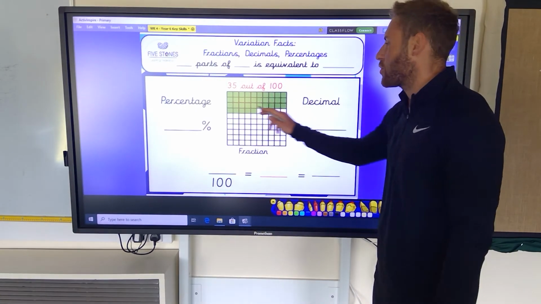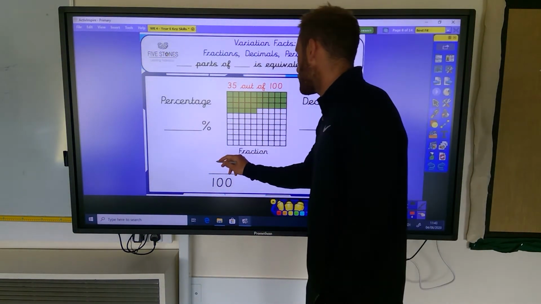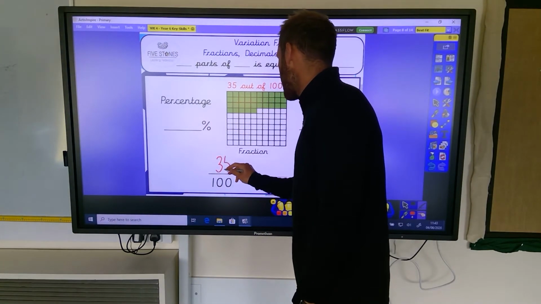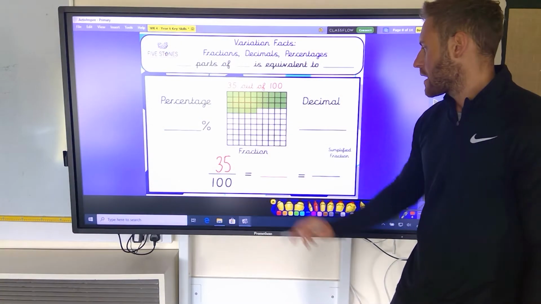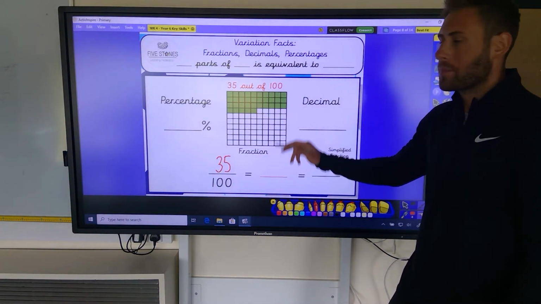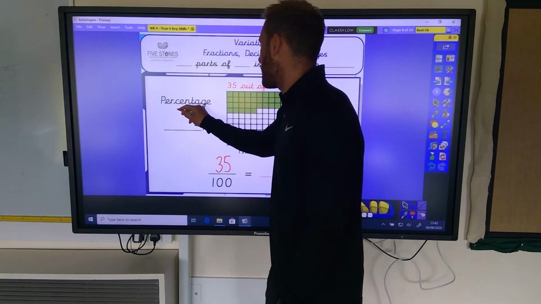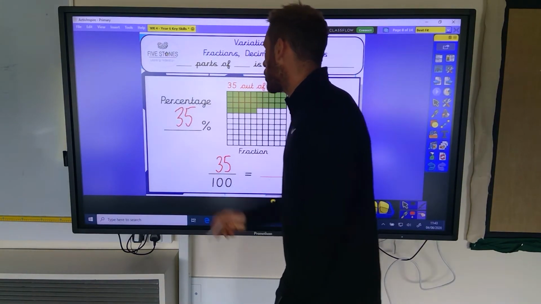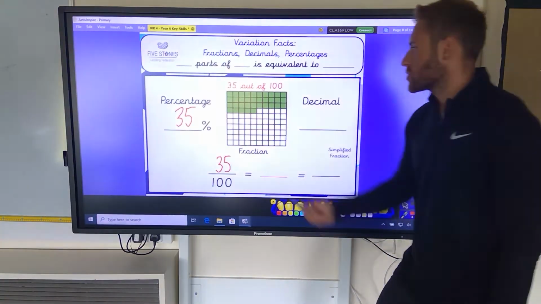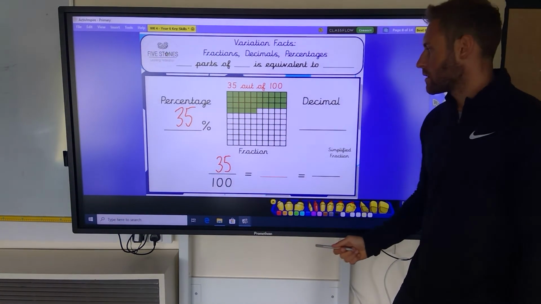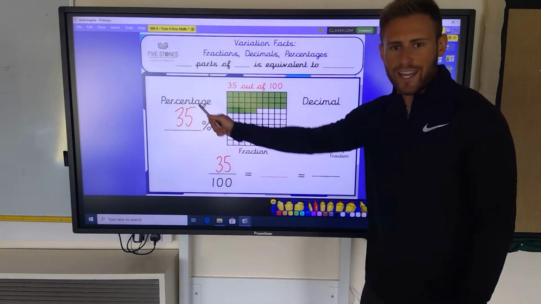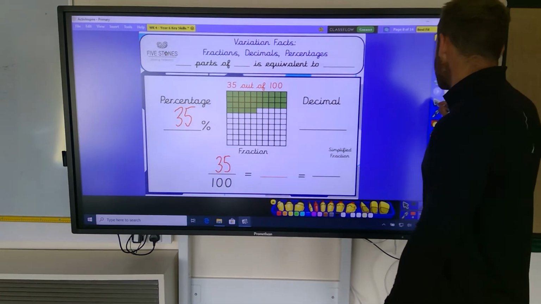Fantastic. So yes, we've got 35 out of the 100 squares coloured in. So we can write that as 35 hundredths in a fraction. Great. Percentage, that would mean 35% of that 100% whole has been coloured in. So we've got 35%. Great. We can see that relationship there, can't we? We move to our decimal.